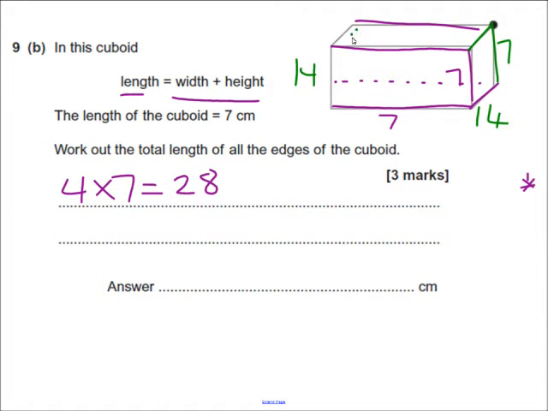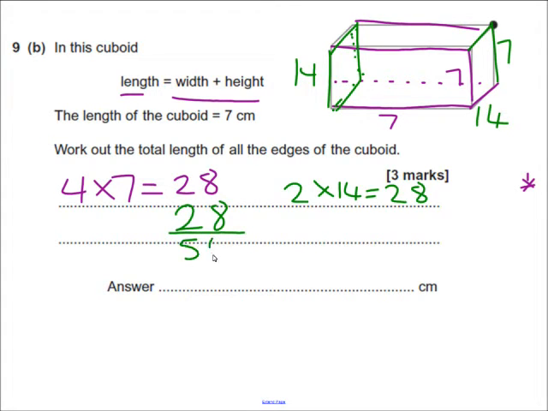If we have our edges here, so there will be 7 for those 2 and then 7 for those 2. So we need 2 lots of 14, which is another 28 centimeters we need to add to our original 28 centimeters. And when you add them together, you should end up with 56 centimetres as your answer.